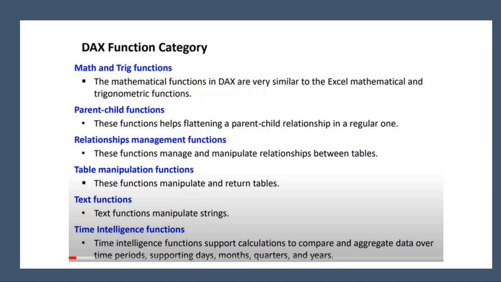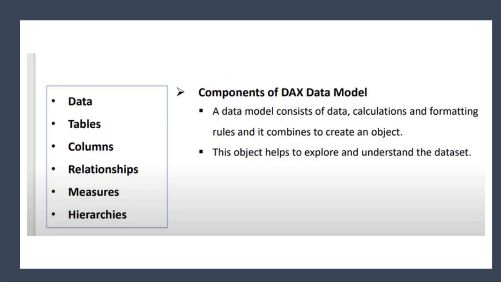Parent-child functions are used to showcase the parent-child relationship in a hierarchy. Relationship management functions manage and manipulate relationships between two tables, three tables, or within a single table. Table manipulation functions manipulate and return one or more tables. Text functions manipulate strings. If you want to show part of a string, then you can use these. Time intelligence functions support calculations to compare and aggregate data over time periods, supporting days, months, quarters, and even years. So these are the DAX function categories.